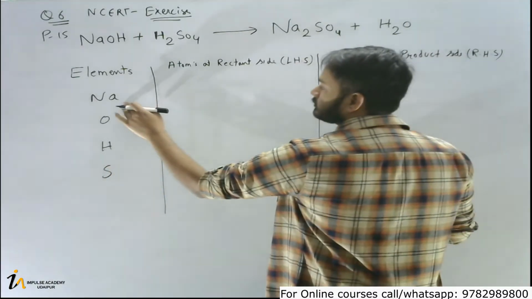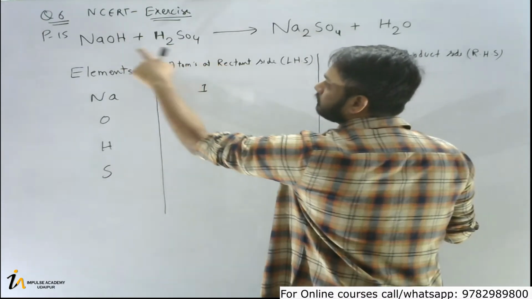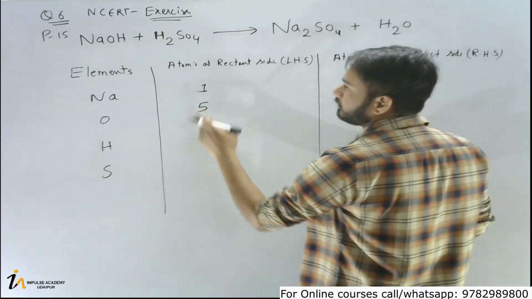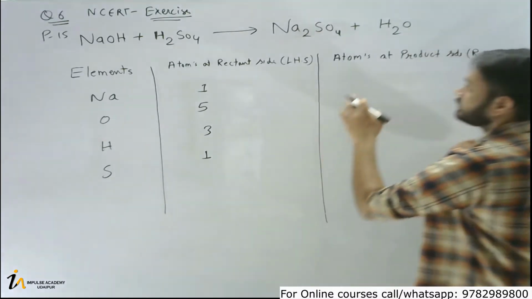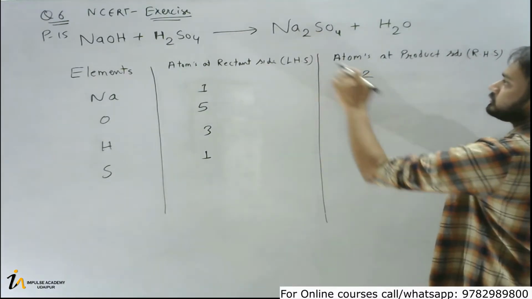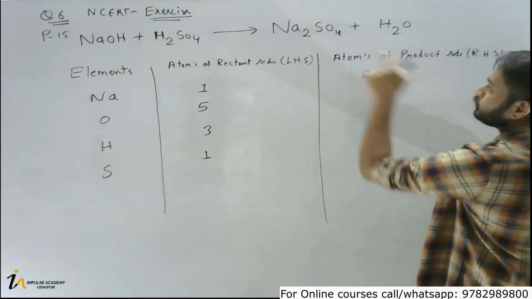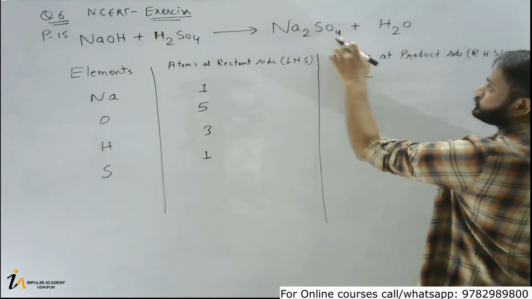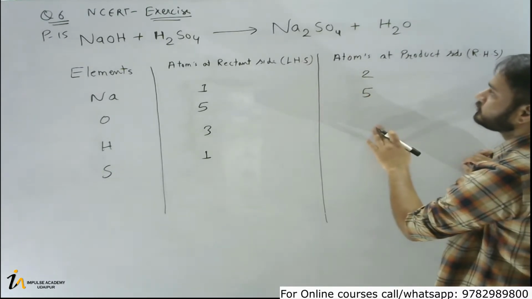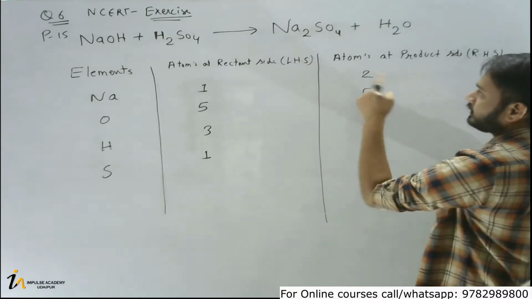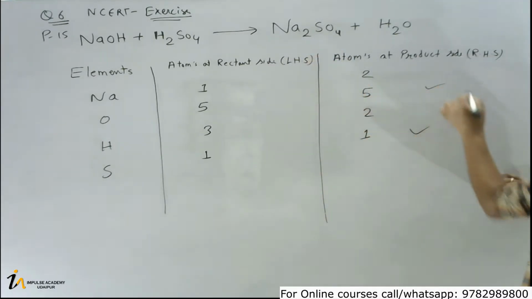Now sodium it is only one, oxygen it is 4 plus 1, that is 5 here. Now hydrogen it is 3 and sulfur it is 1. Similarly here, sodium is 2 and oxygen is 4 plus 1, 5. So we can write here 5. And hydrogen it is 2 and sulfur it is 1 only, so we can write here 1. So sulfur and oxygen are already balanced.